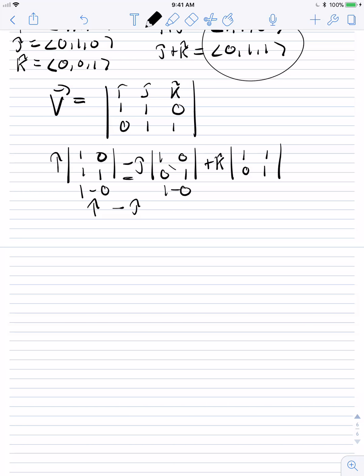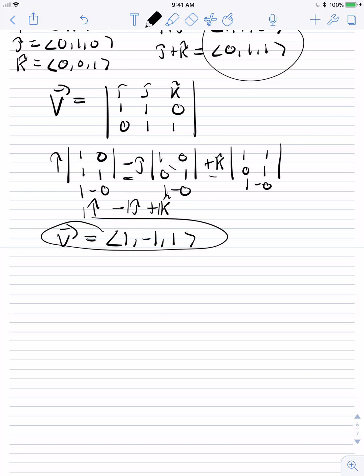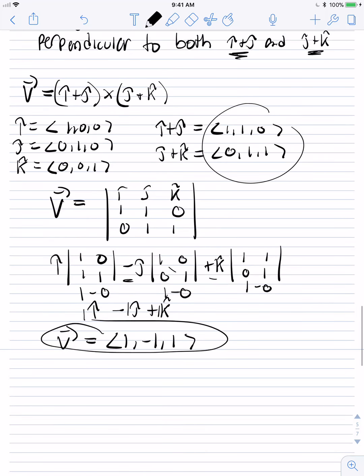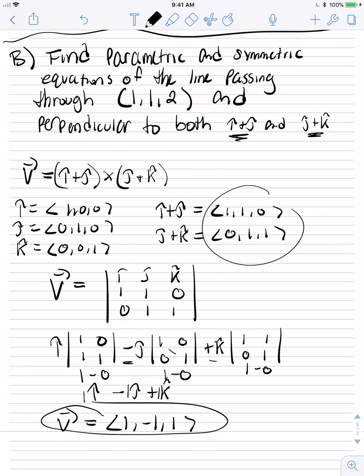Same thing for the k, we got 1 times 1 is 1, 1 times 0 is 0. Subtract them, we get 1. We have a positive k, so it's plus k. So our v vector would now be the coefficients of these components, which is (1, -1, 1). Now we have a perpendicular vector to both i plus j and j plus k.